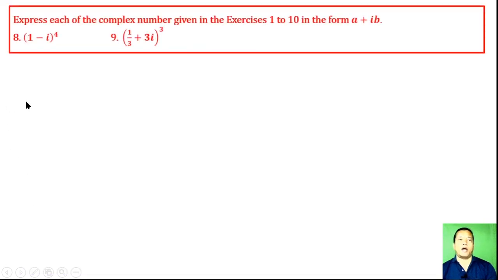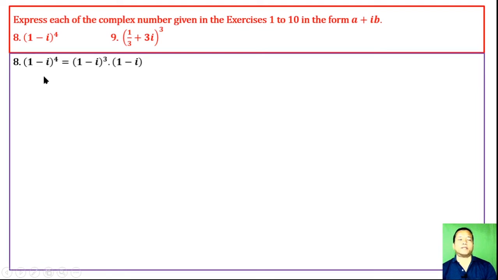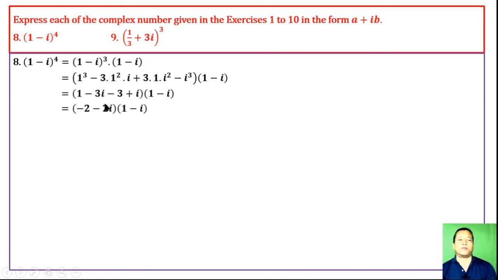For question number 8, 1 minus i whole to the power 4, which can be expressed as 1 minus i whole cube into 1 minus i. 1 minus i whole cube, whose expansion is this, and 1 minus i remains unchanged. Simplify the first bracket, we get this, again simplify, we get minus, taking out minus, multiply by minus 2 in each term, we get this, and by minus 2i we get this. Combine, we get minus 4 plus 0i, which is in the form of a plus ib.